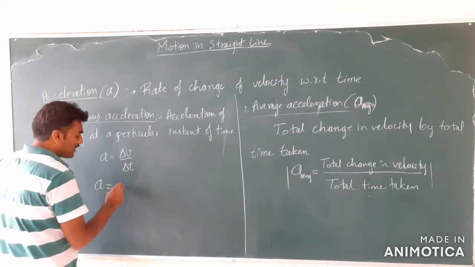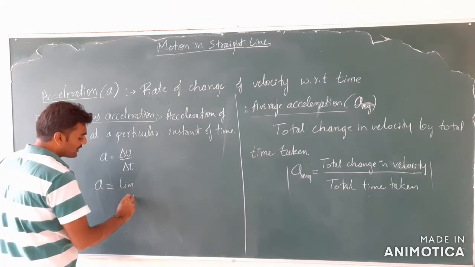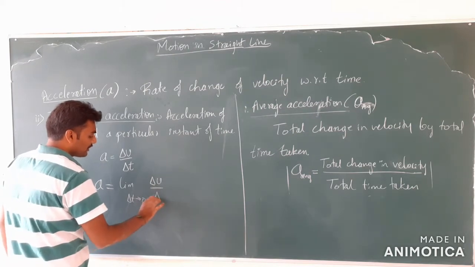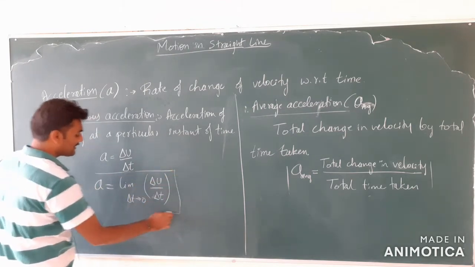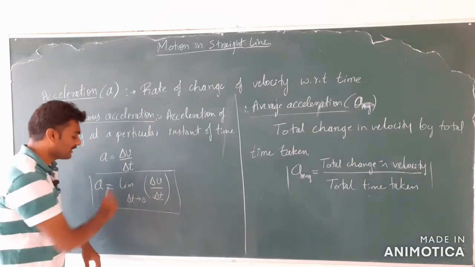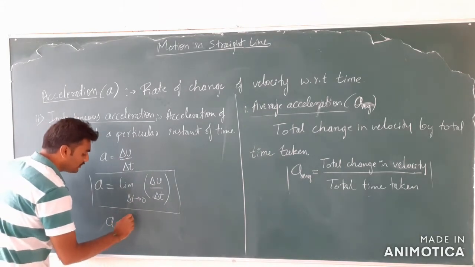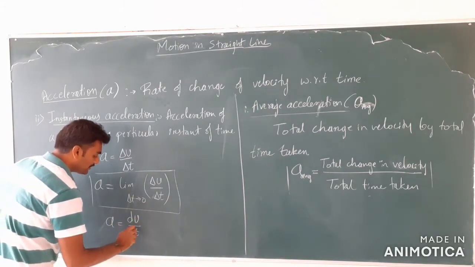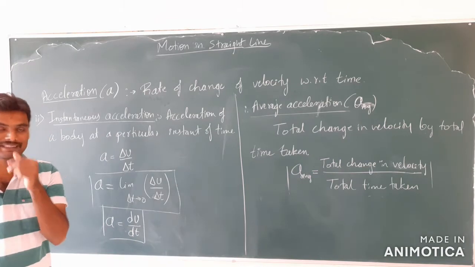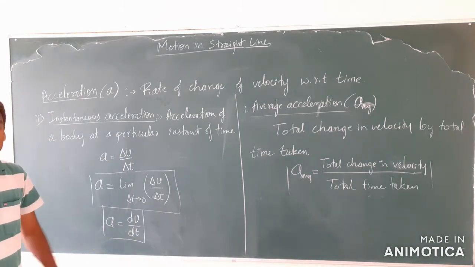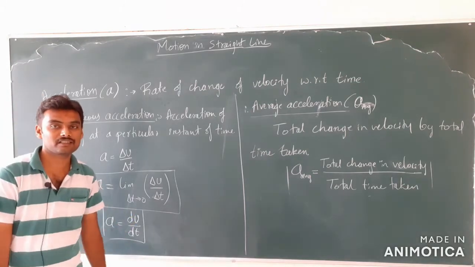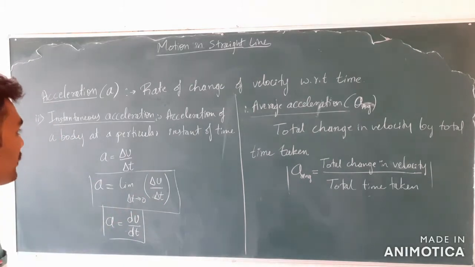So, for the same expression, if I put limit delta t tends to 0, delta v by delta t, then this becomes the expression for instantaneous acceleration. Instead of writing all these things, I can simply keep it as a is equal to dv by dt, the differentiation of velocity with respect to time. dv by dt is the expression for instantaneous acceleration. Clear? So this is about instantaneous acceleration.